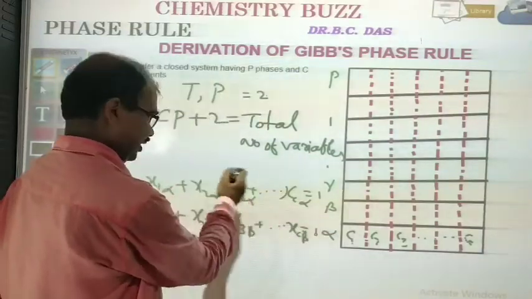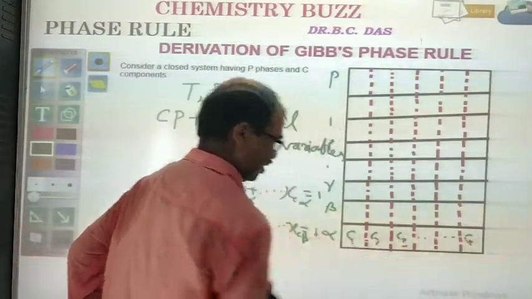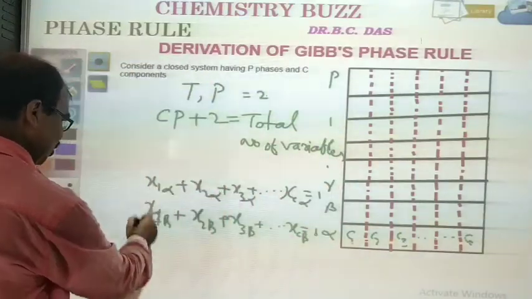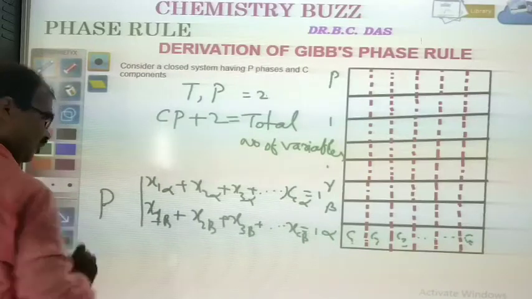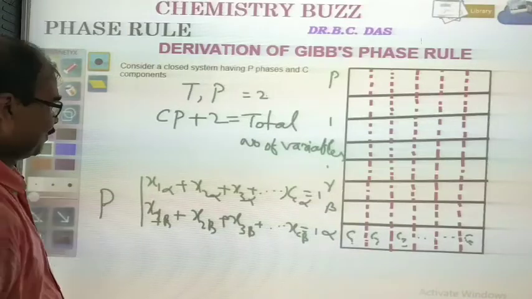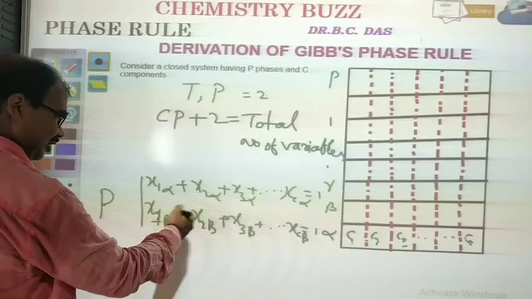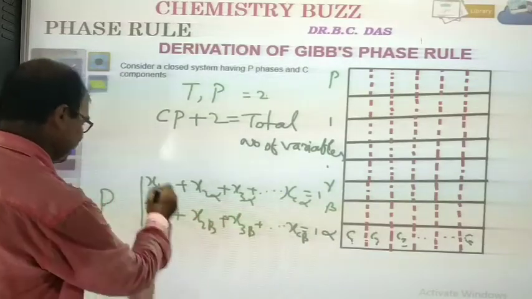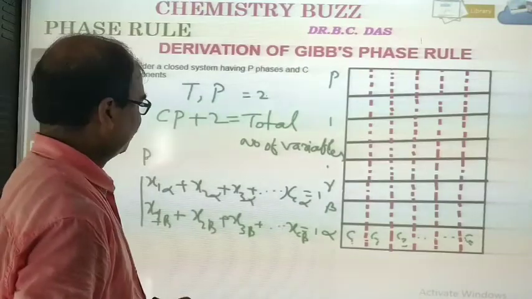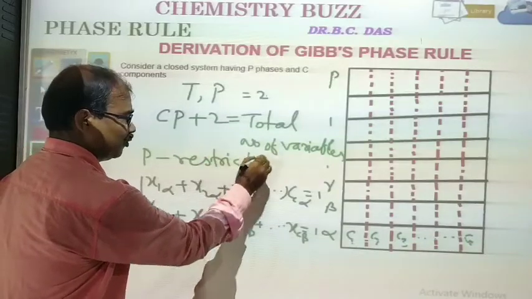So this is the number of relations. For one phase, there is one relation, and there are P phases, so we will get P such equations, and these are the P restrictions. So these are dependent equations, and the number of such equations is P. So this is one restriction to be deducted from the total number of variables.